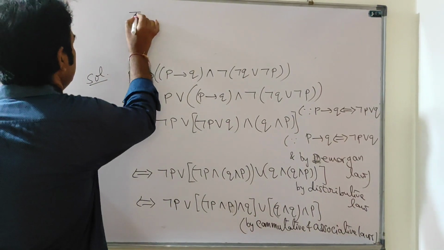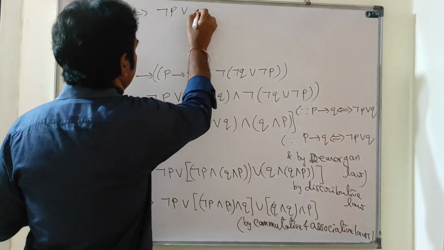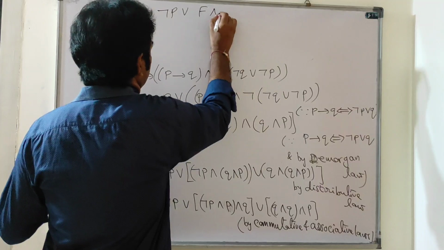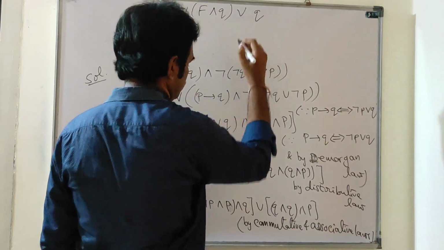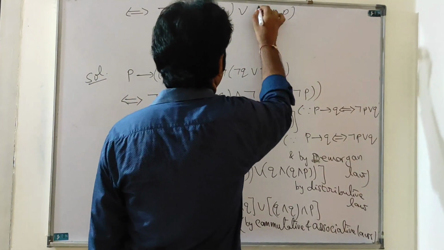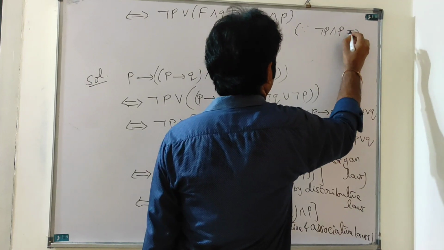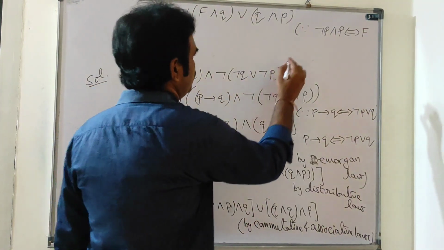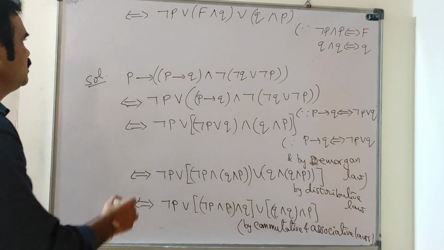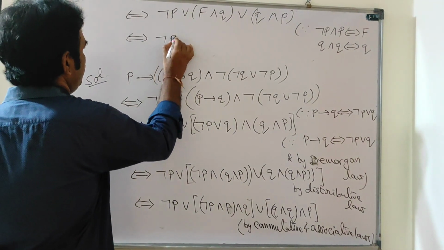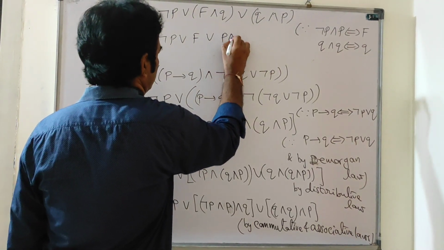Okay, that is equivalent to (negation P or negation P and P) is equivalent to (F and Q), or Q and Q is equivalent to Q and P. Since negation P and P is equivalent to F, okay, and Q is equivalent to Q. Now this is equivalent to negation P or (F and Q means F), or Q and P or P and Q, no problem, by commutative law.